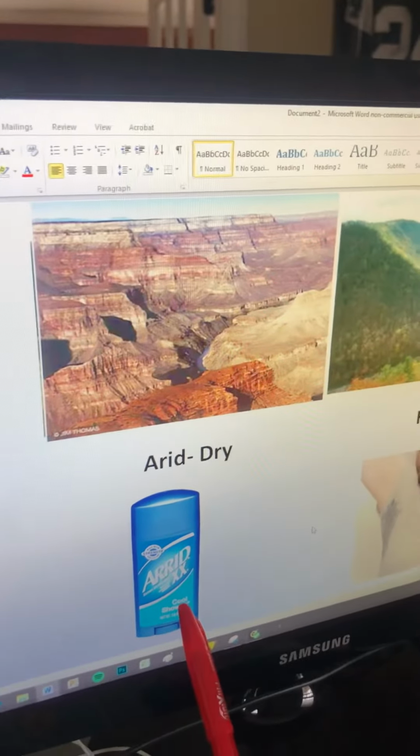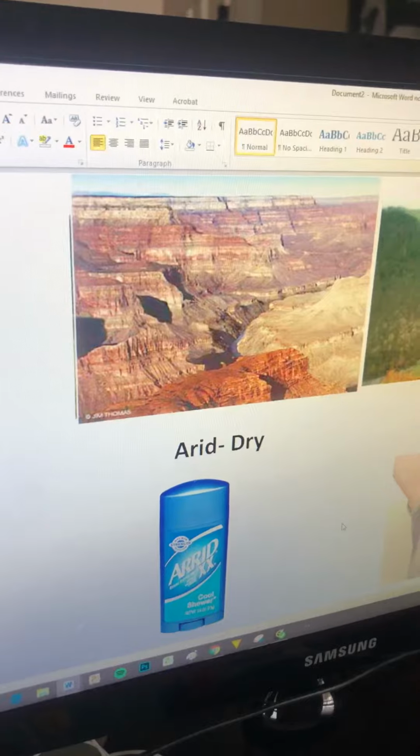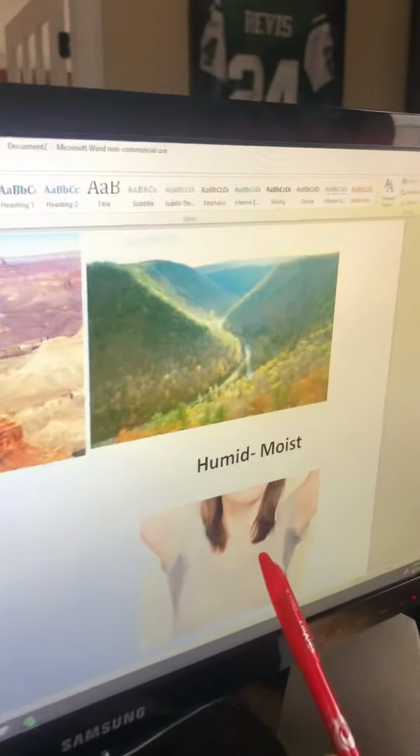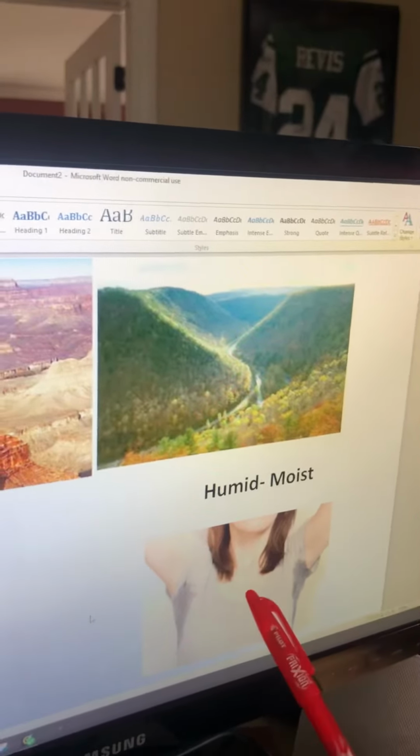You remember Miss Sutton showing you her favorite deodorant? Why would we want to have a deodorant that doesn't make us dry? That's what the word arid means. A humid or moist landscape is what happens if Miss Sutton doesn't put on the arid deodorant, right?